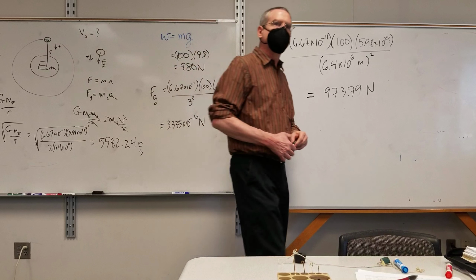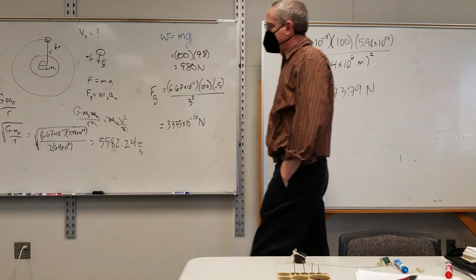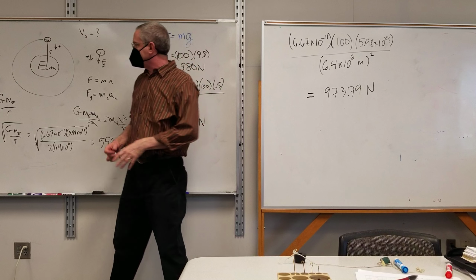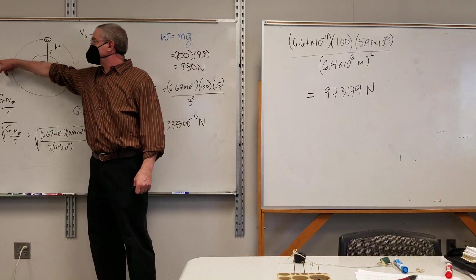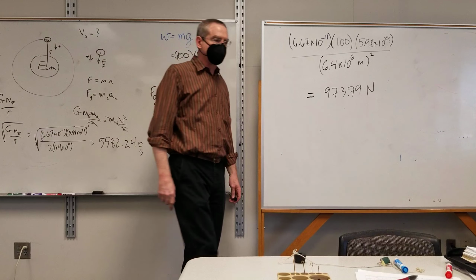Okay. Why did you multiply the bottom by 2? Because I said that r, the distance, was twice the Earth's radius. Oh, okay. Sorry. Got it. Thank you.